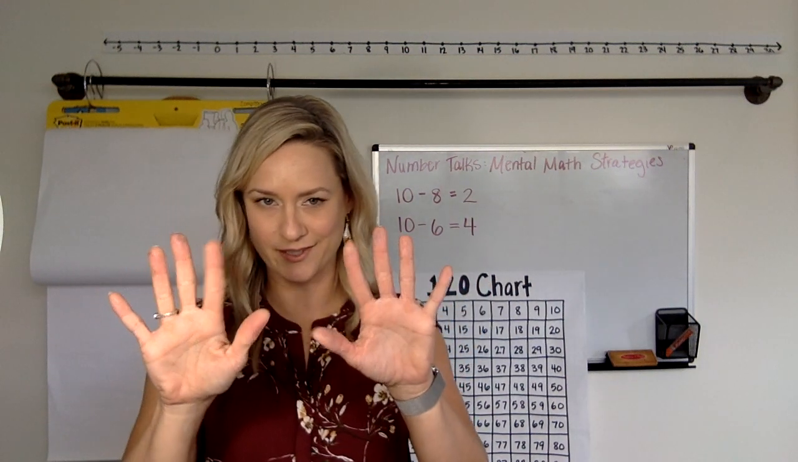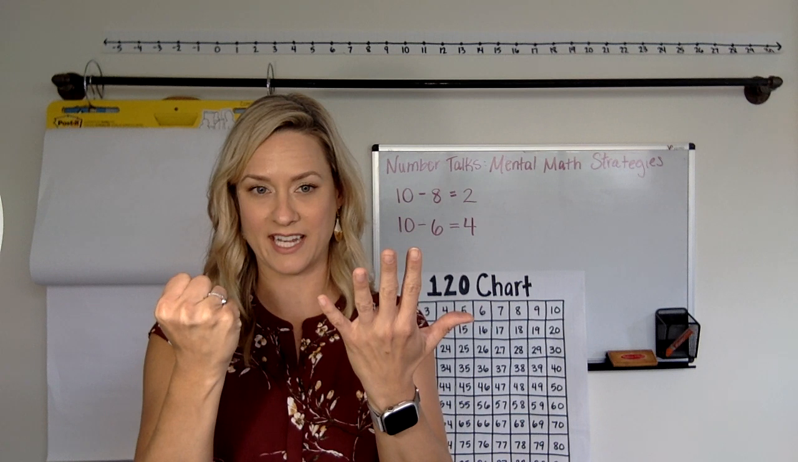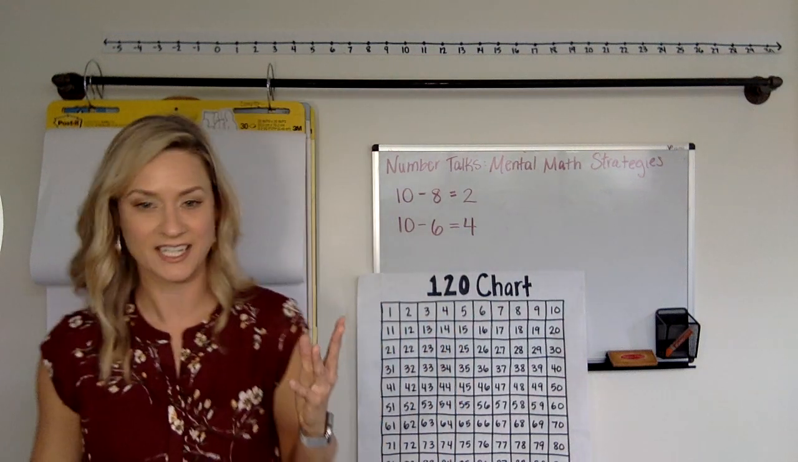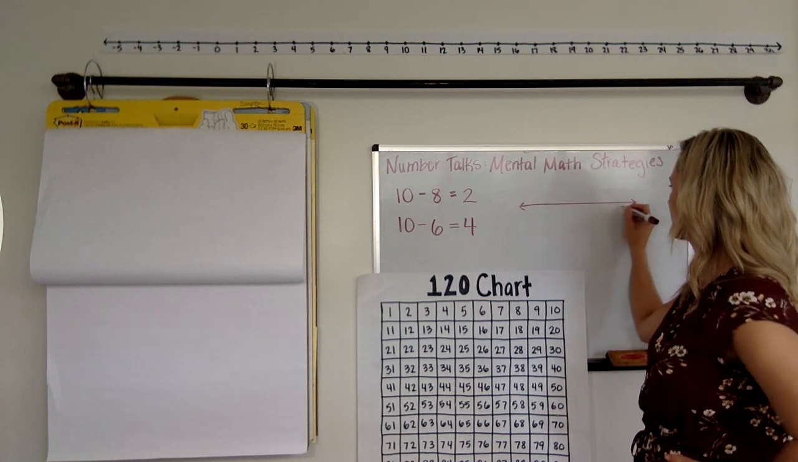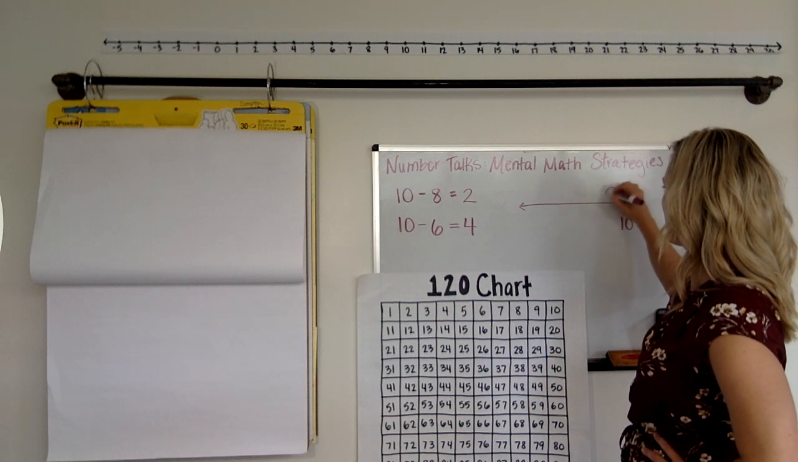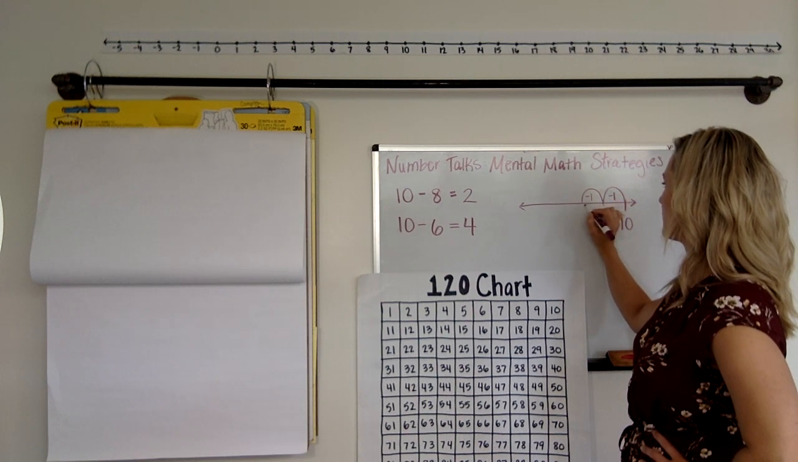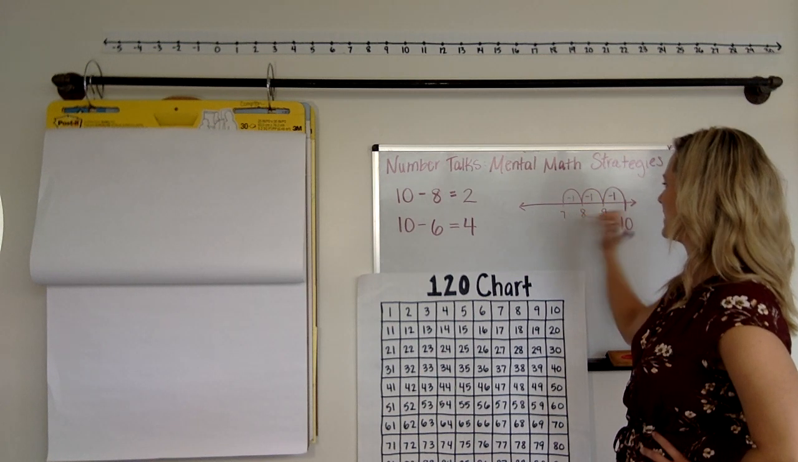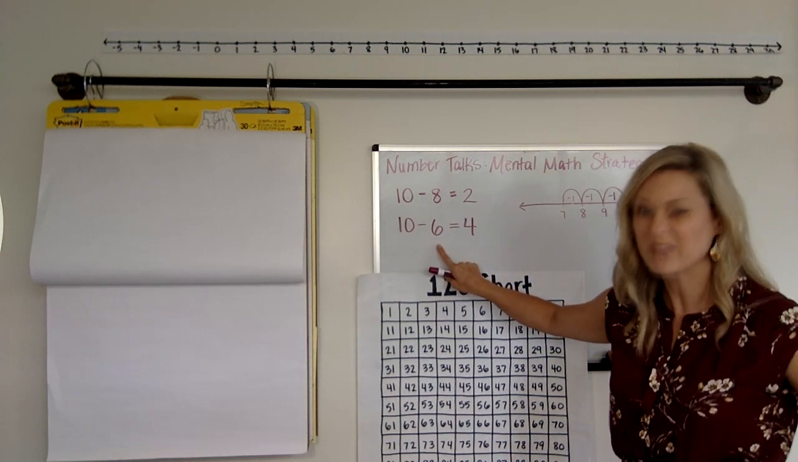I bet some of you got out your 10 fingers and did 10 minus 5, and then 10 minus 1 more would make 10 minus 6. So I bet you were thinking about 4 fingers left. Let's check out what that would look like. So 10 minus 6 would be, minus 1 hop would be 9. Minus another hop would be 8. Minus another hop would be 7. So far we've hopped 1, 2, 3 times back, and we have to hop 6 times back.